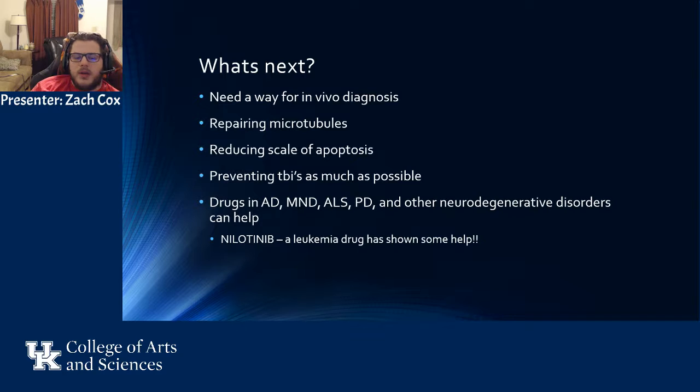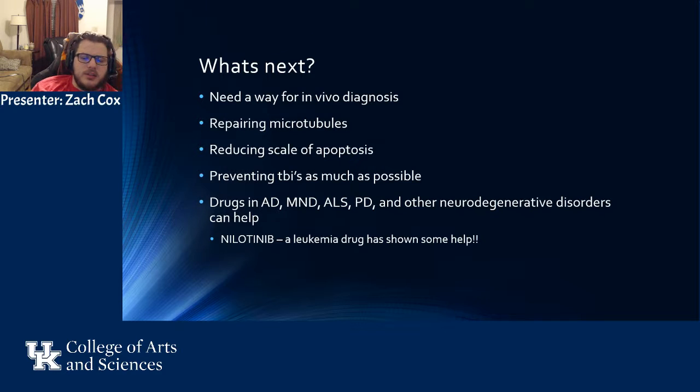Another thing is, how can we reduce the scale of apoptosis? Can we limit the amount of neurons that die so that the patient has enough connections within their brain still functioning? Another thing that's going on currently with a lot of the Heads Up program for football and other sports is, how can we prevent as many TBIs as possible? How can we protect the brains of individuals?